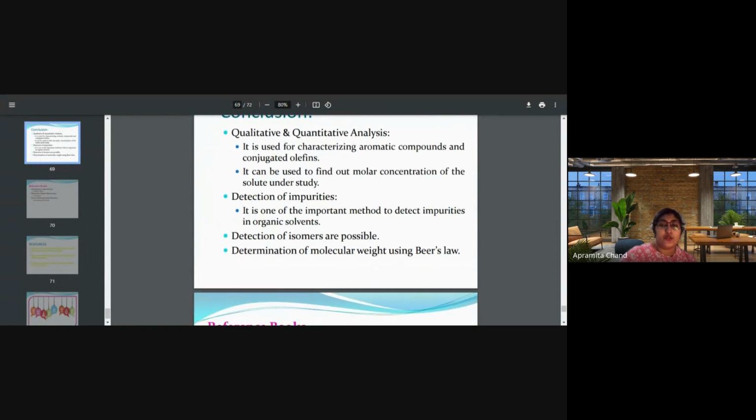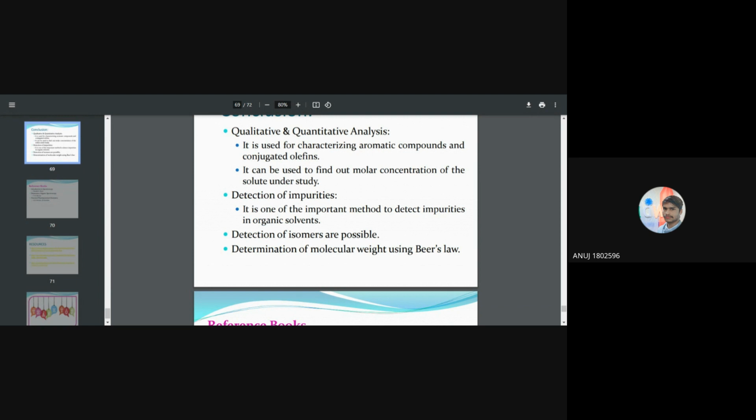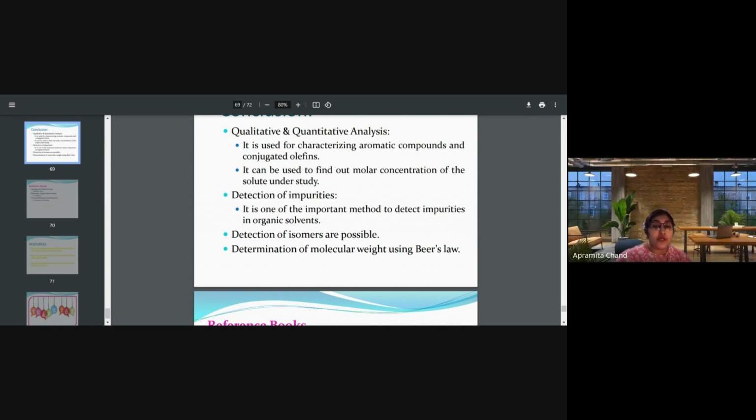So why is UV spectroscopy used? Also, how Beer-Lambert's law can be used. So here you can get some hints for characterization of compounds, like conjugated compounds we have seen, aromatic compounds. So you can use it in qualitative and quantitative analysis. You can also use it to find out the molar concentration of the solute. Yeah, you can also detect impurities. Okay, you can detect impurities in organic solvents. You can detect how many isomers are there, and also how you can find out the molecular weight. Beer's law also finds out the molecular weight. So if you are finding out the concentration, you can find out the molecular weight using Beer's law.